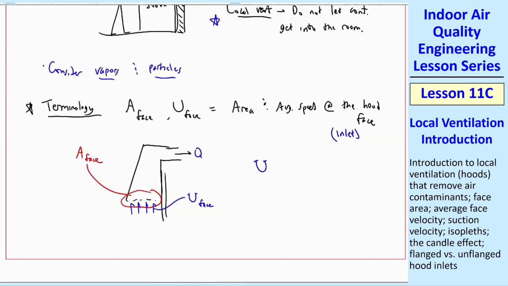We can write a simple formula, U face, the face velocity. We say velocity, but it's really a speed because it has no direction. It's the average face velocity, and the equation would be U face is equal to Q over A face.